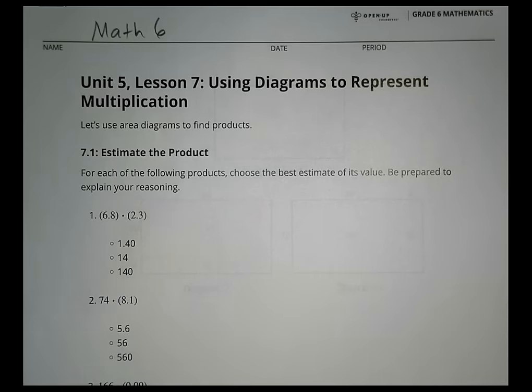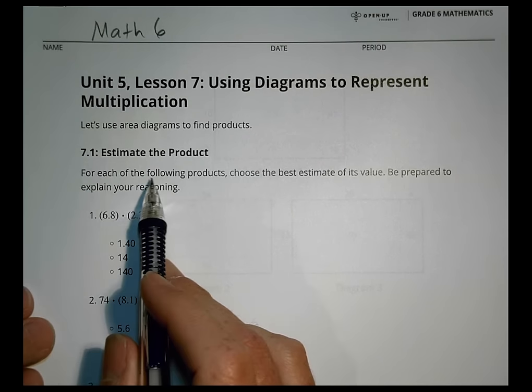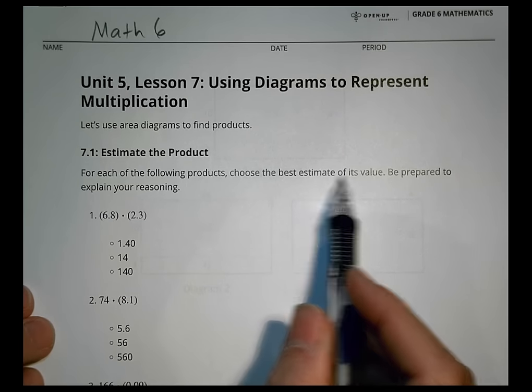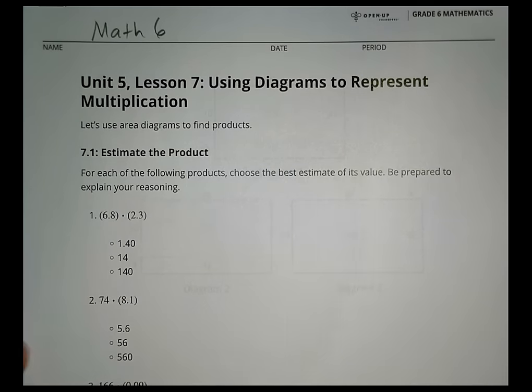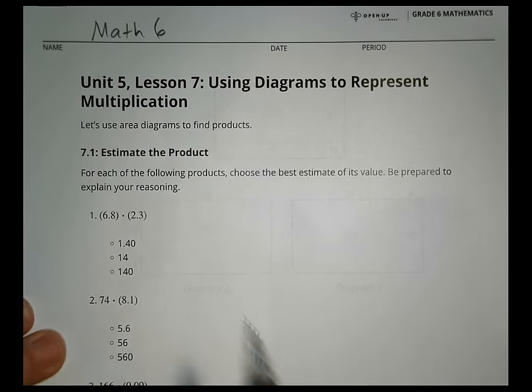Hi, this is Math 6, Unit 5, Lesson 7, using diagrams to represent multiplication. So let's use area diagrams to find products. First of all, kind of a warm up here today, we estimate the product. It says for each one of the following products, choose the best estimate of its value and be prepared to explain your reasoning. So we have 6.8 times 2.3.